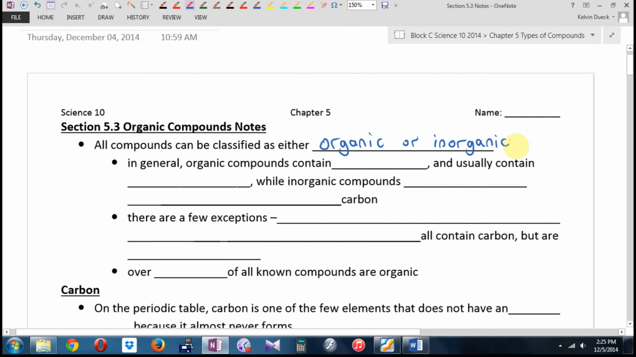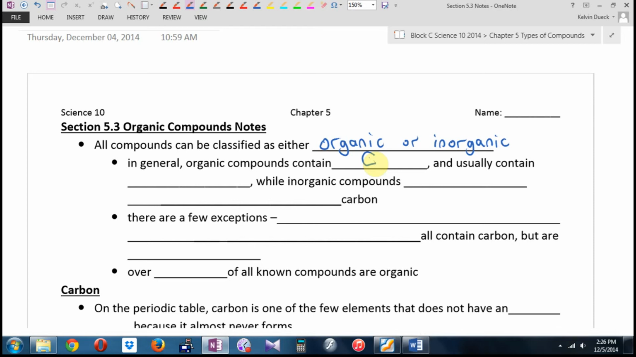Now, a lot of these rules were set up before we understood lots about chemistry, so you're going to hear me use phrases like usually or in general or mostly, because much like everything, there's always an exception to everything that I've been showing you. But in general, organic compounds contain capital C, carbon. We are carbon-based life forms. We are human organisms. We are organic.